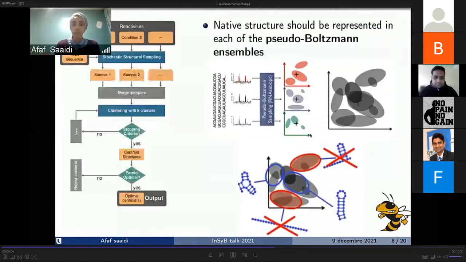Then we put all these ensembles together. The next step would be to cluster these ensembles in a way to find the cluster that contains structures that best represent all the experiments. So we hope that it will represent all the experiments, and also that it contains structures that are thermodynamically stable.